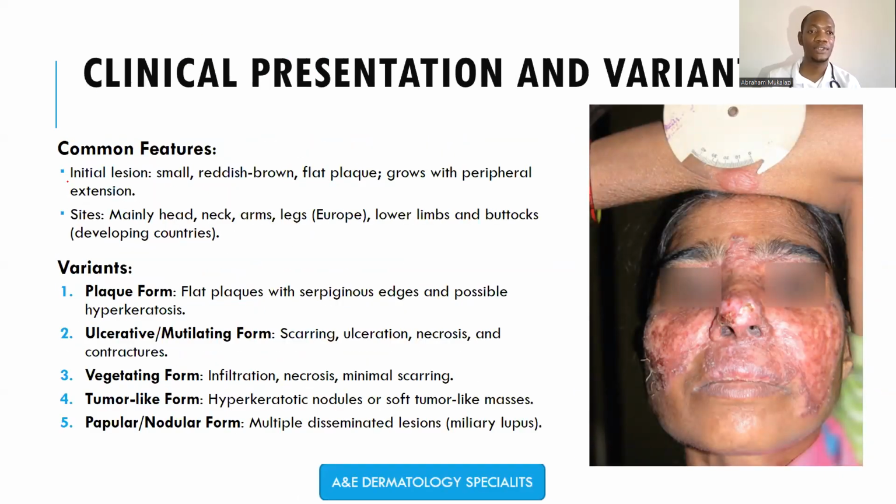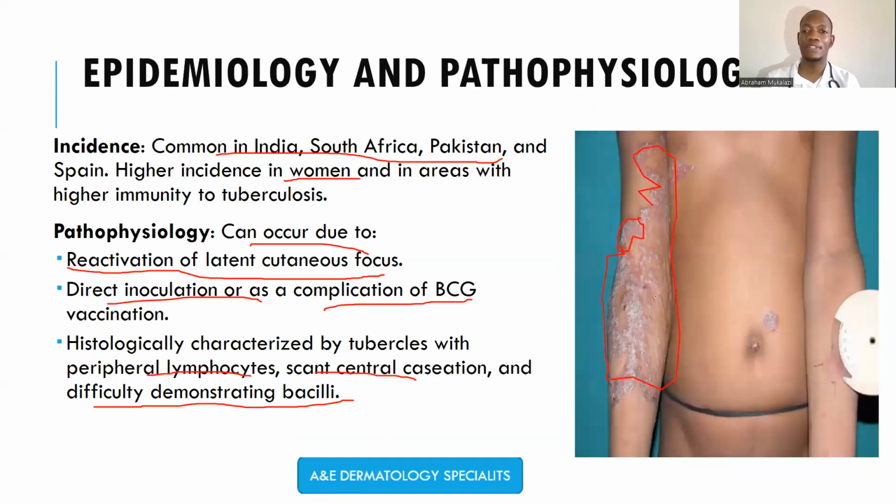So for the clinical presentation, the initial lesion can be small, red purplish, flat topped plaques, and they usually have central extension. Mainly they can be on the head, arms, and also the lower limbs and buttocks, especially in developing countries. And this usually also has different variants. It can have a plaque form, it can have an ulcerative type, even mutilating sometimes, just like leprosy and other conditions like rhinoscleroma. And it can also be a vegetative form, like the one we've seen here.